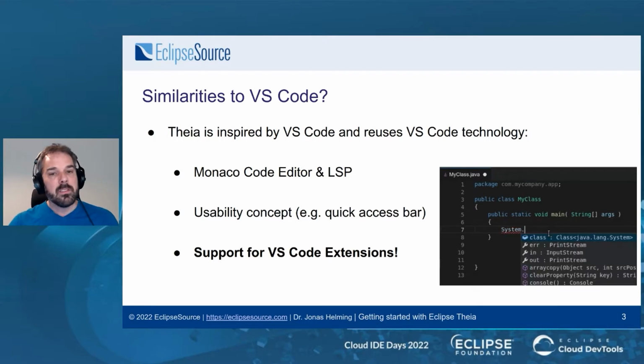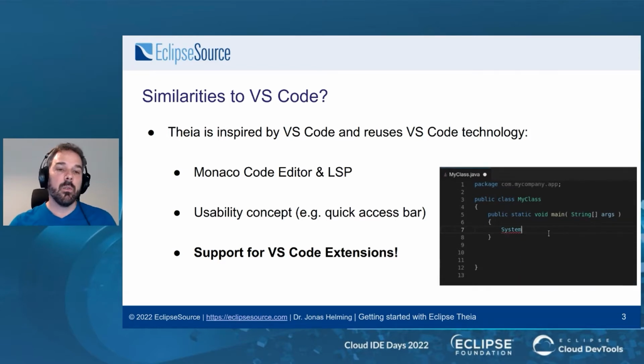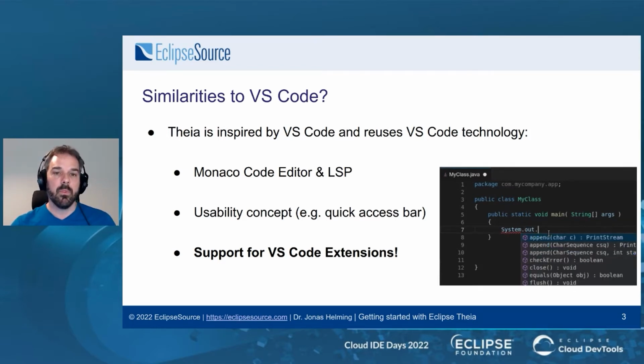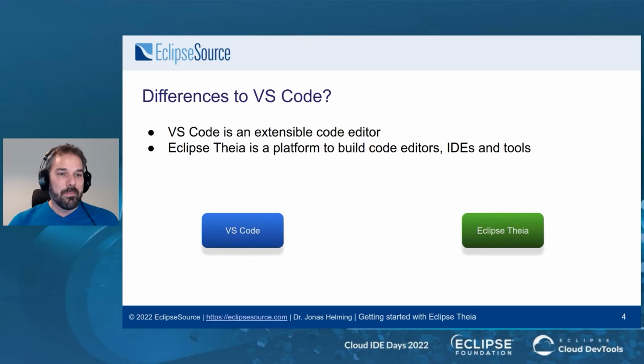So all the extensions that you know that you can install in VS Code, you can actually also install in a Theia-based tool, which provides access to this huge ecosystem of tool additions, and you can use them in a custom tool based on Theia too. Now, what are the differences? Because there must be some differences.